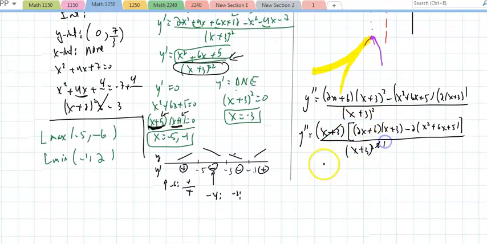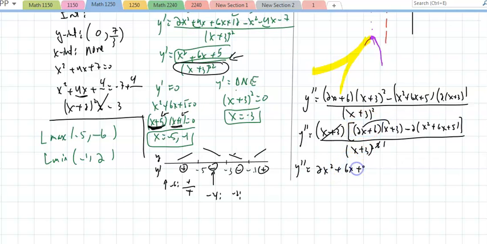This cancels one of those, and I'm looking at y double prime equaling 2x squared plus 6x plus 6x plus 18 minus 2x squared minus 6x minus 5, all over x plus 3. Those cancel out. I'm left with 6x plus 13 over x plus 3.